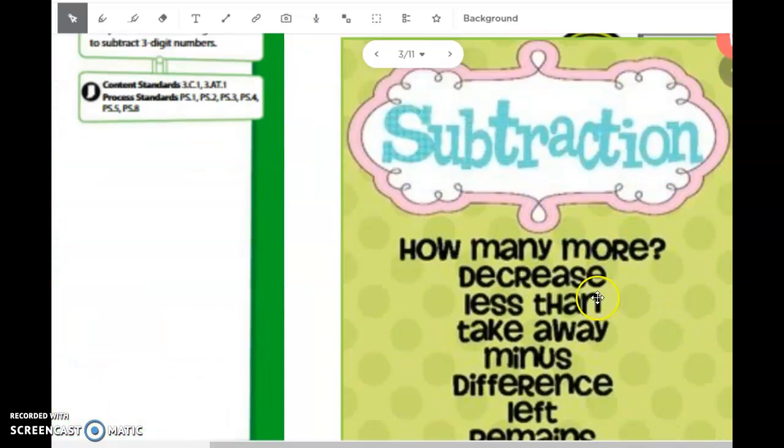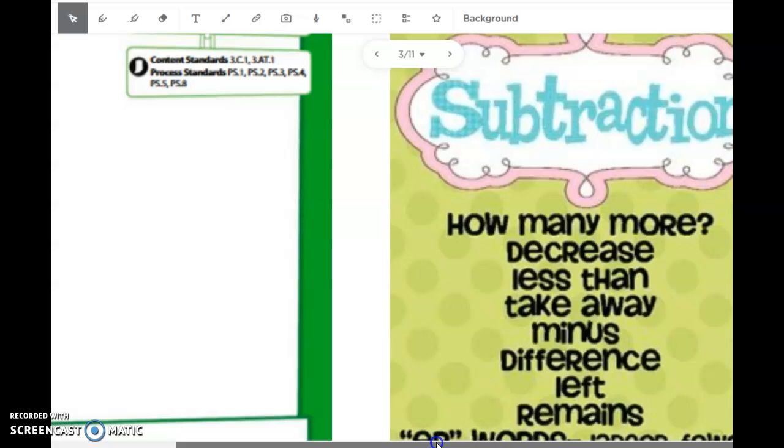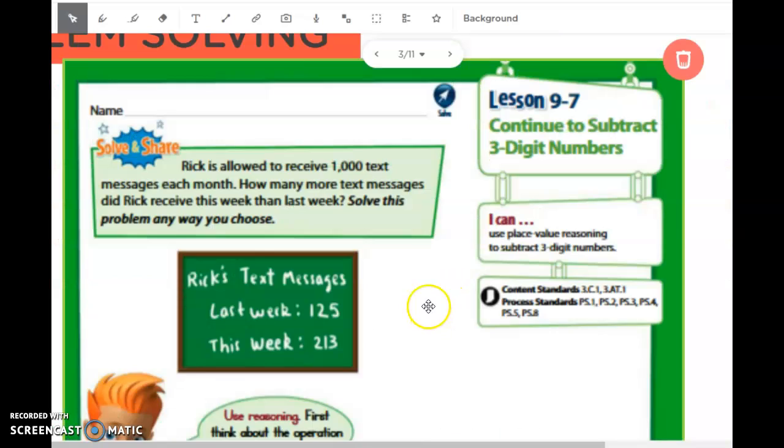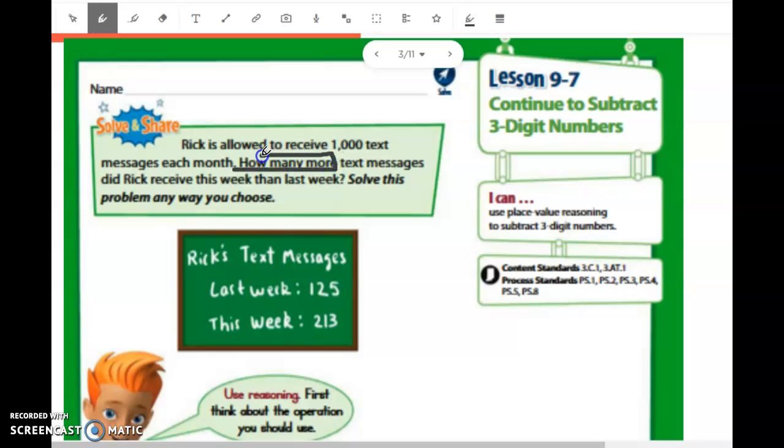Now look for our subtraction words. How many more means subtract? Do not forget that. Third graders have the hardest time remembering that how many more means subtract. Go ahead and box that because that is our key phrase. We can also circle our important numbers and underline the question.